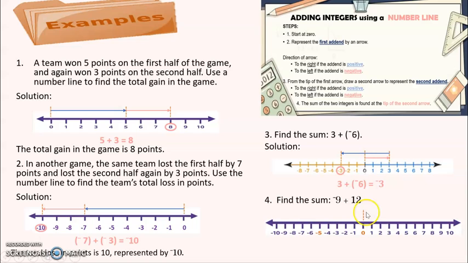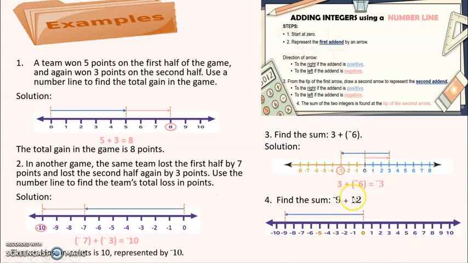Let me show you. From here at 0, to the left, we count 9. So we have 1, 2, 3, 4, 5, 6, 7, 8, 9. So it stops here. Okay, so that is our first addend.